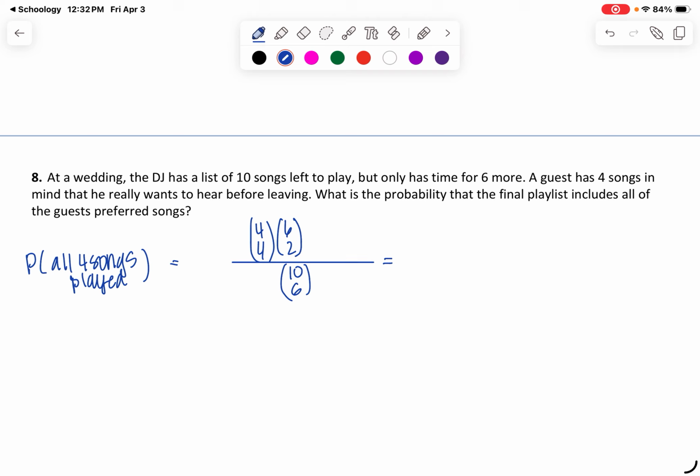Okay. So 4 choose 4 is 1. So I'm just going to do 6 choose 2 in my calculator. I did 16. Can I fix it real quick? Delete. Okay. So that's 15, divided by 10 choose 6, which is 210. 15 divided by 210 is 0.0714. So that is 7.143% that he will hear all 4 of his songs.